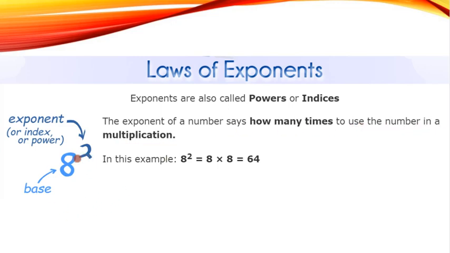Suppose you have 8 to the power 2. What does this mean? You have to multiply this 8 two times, because what is the number of the exponent? 2. So 8 to the power 2 equals 8 times 8, which is 64.